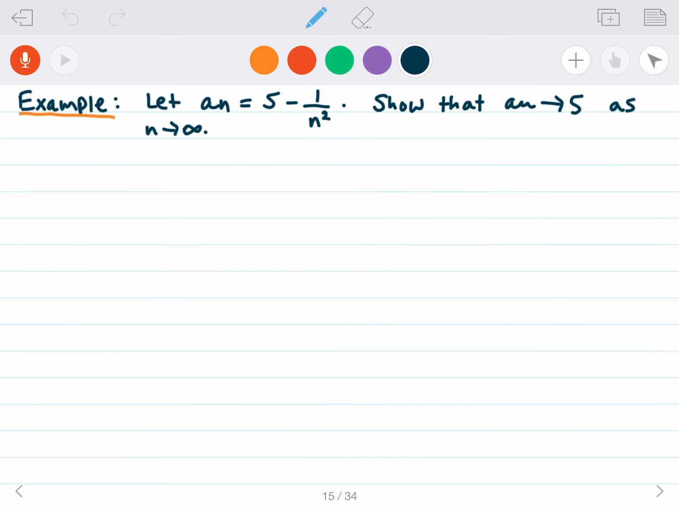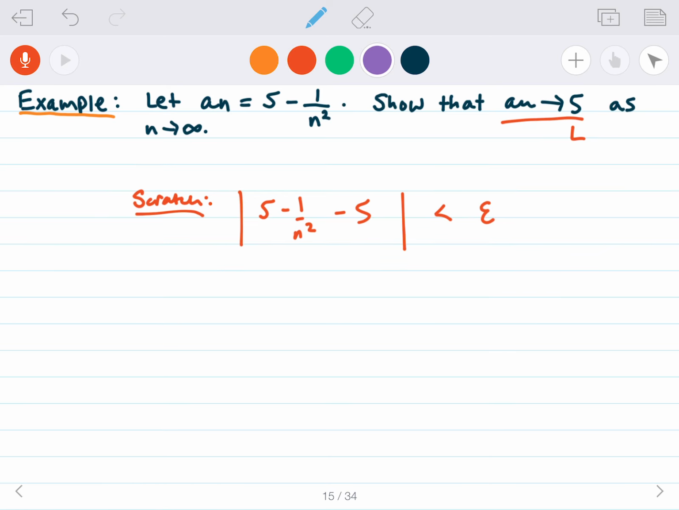So, let's go ahead and do this. Here we have a sequence. Try to pause the video and see if you can get the scratch work down. This is not the start of the proof, but I want to start with the conclusion. That is the sequence that I'm given, which is 5 minus 1 over n squared, minus the limit, which I'm given as 5. I want this to be less than epsilon, and I want to figure out the capital N that will do this. So let's go ahead and scratch work it.